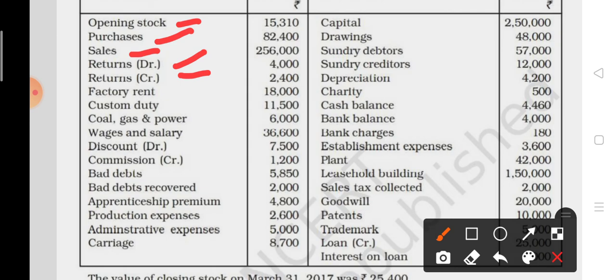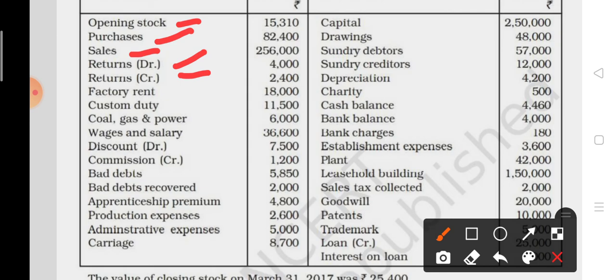See children, returns debit means purchase return, and returns credit means sales return. Sorry, returns debit means sales return and returns credit means purchase return. This you have to see.